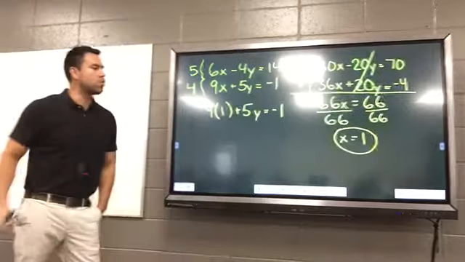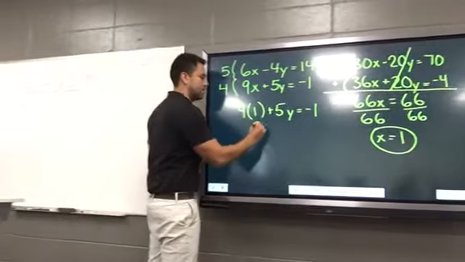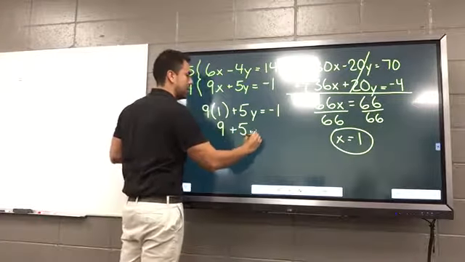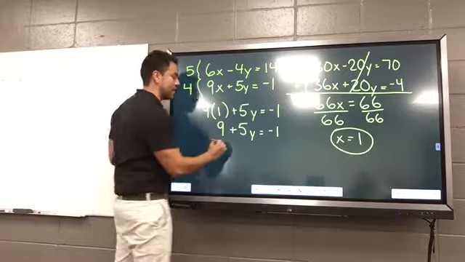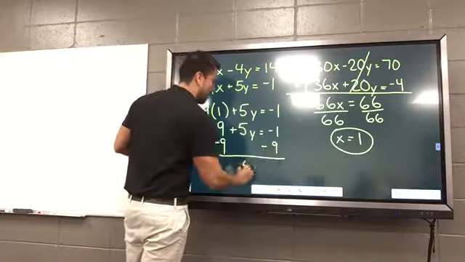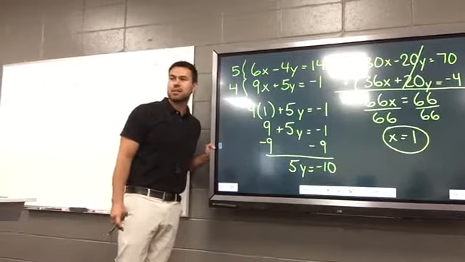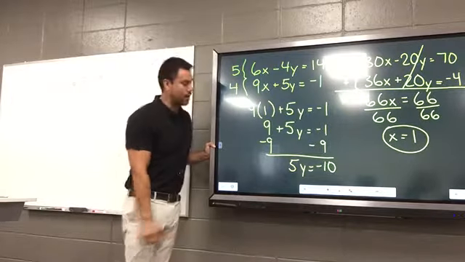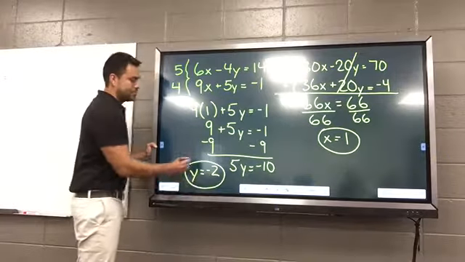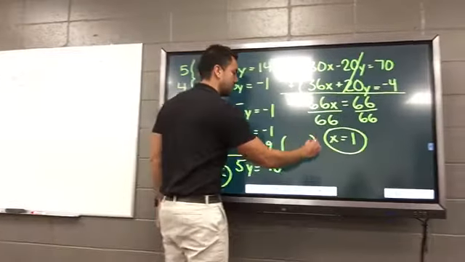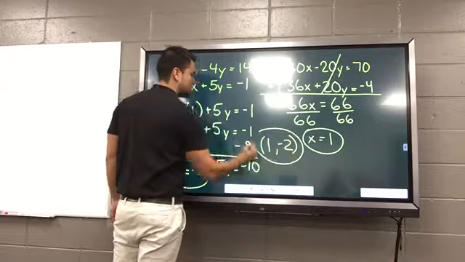Okay, so you substituted 1 in for x. And remember, pick one of the originals. 9 times 1? 9. Plus 5y equals negative 1. What do you do to both sides? Subtract 9 from both sides. You get 5y equals negative 10. Then what do you do to both sides? Divide by 5. And you get y equals negative 2. So what's my ordered pair? 1, negative 2. That's your answer.